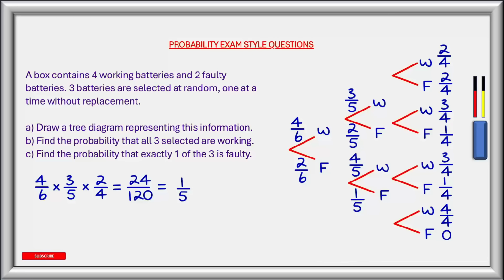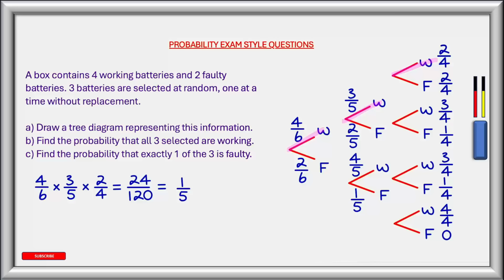In part B of the question, we're asked to find the probability that all 3 selected batteries are working. So if we look at our tree diagram, this would mean that the first battery selected would be working, the second battery that we selected would be working, and the third battery we selected would be working.